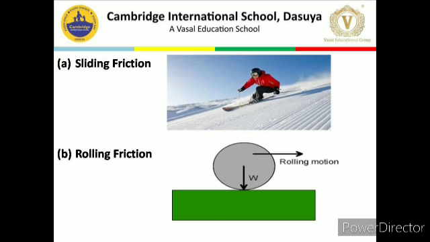For example, sharpened ice skate blades reduce friction between the blade and the ice, according to this picture. Next is rolling friction. Rolling friction can be seen in the movement of a wheel. In other words, a wheel rolling across a surface is called rolling friction. In this type of friction also, the nature of the surface plays an important role. For example, on a rough surface the friction will be more and on a smooth surface the resistance will be less, according to this picture.